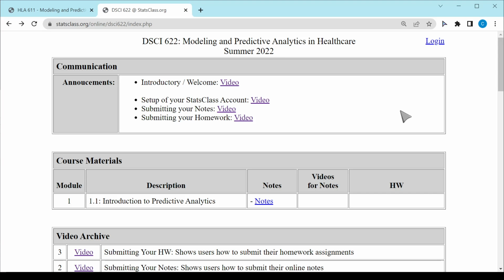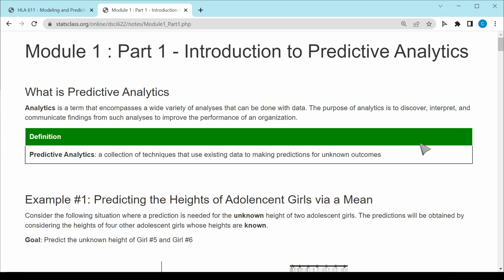So, in order to complete the notes, you're going to want to go to statsclass.org, and you can see here the course materials. There's a link for the notes. I'm going to go ahead and click on that. There are going to be embedded questions within these notes, and you're going to need to submit your answers to these embedded questions.